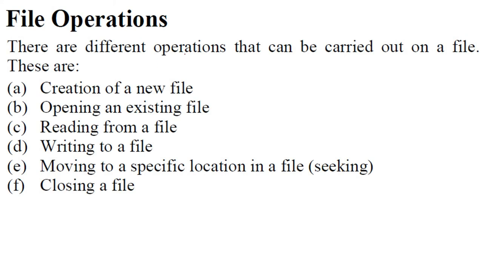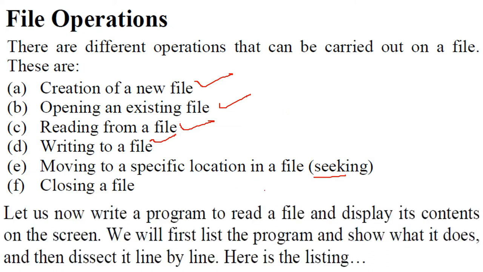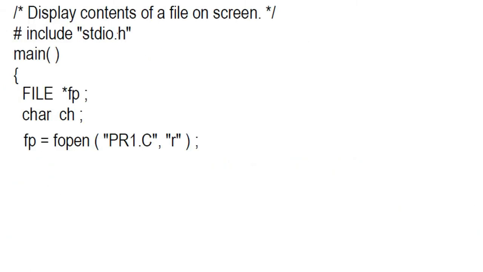File operations. When we are dealing with file input output, we have certain operations that can be applied on files. These are creating a new file, opening an existing file, reading from a file, writing to a file, and seeking, which means moving to a specific location in between the file, and also the final one, that is the closing of a file. We'll have a program to read from a file and display its content on the screen. First we'll list that program and then see how we deal with a file.